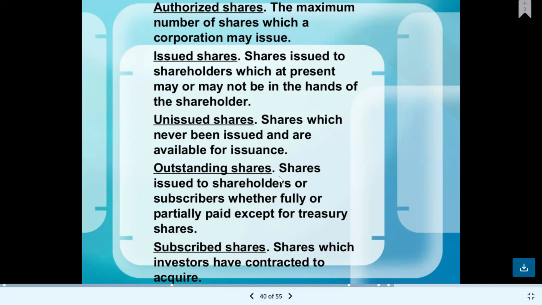Now, for outstanding shares, basically, these are shares issued to shareholders or subscribers, whether fully or partially paid, except for treasury. To compute for this, outstanding share is issued shares minus treasury share. So, shares that are actually on hand by the shareholders or actually issued to shareholders. And then you have subscribed shares, shares which investors have contracted to acquire. Now, you may refer to your book for these definitions.